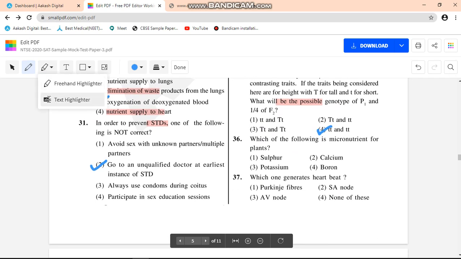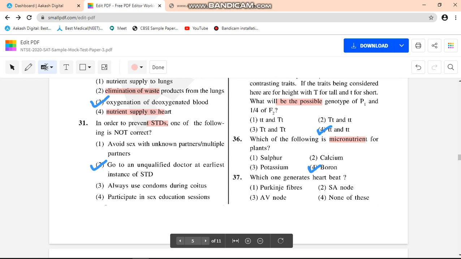Friends, our next question, number 33, is: which of the following is a micronutrient? The first option is sulfur, second is potassium, third is calcium, fourth is boron. So friends, option number 4 is correct, boron. This is required in a very small amount by plants. If its amount is increased, it will be harmful for plants.